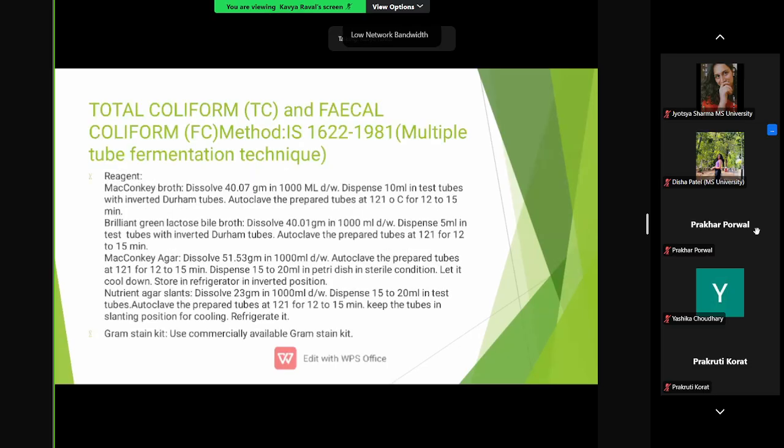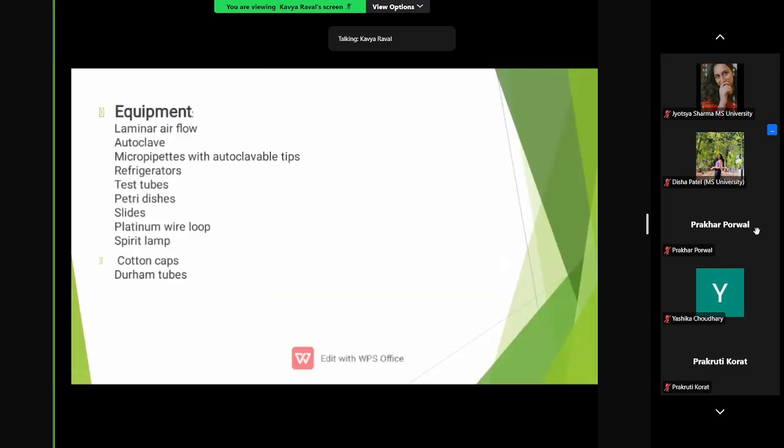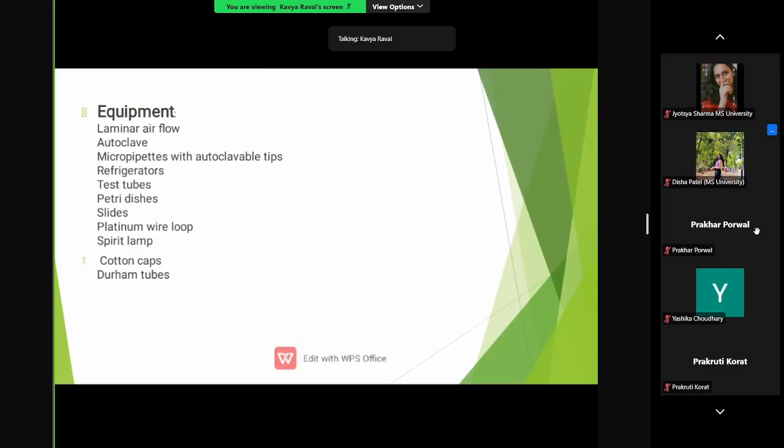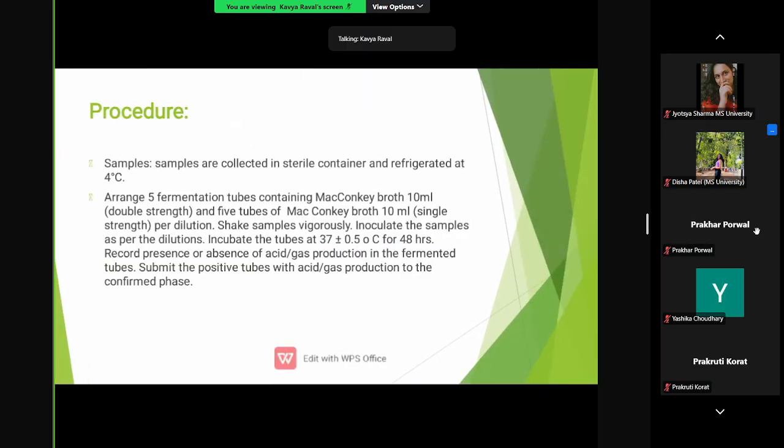The IS method is another standard method for detecting total and fecal coliform. The principle remains the same, but MacConkey broth is used as the primary medium. The procedure includes presumptive, confirmed, and completed phases. In this method, we use equipment like laminar airflow, autoclave, micropipette with autoclavable tips, refrigerator, test tubes, petri dishes, slides, etc. The procedure remains the same, but the medium we use is MacConkey broth.